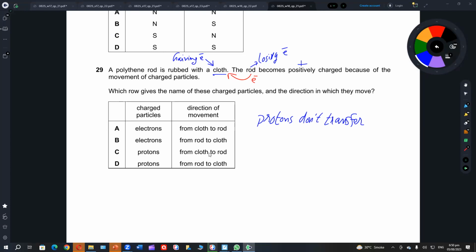Can you help me now? Find it quickly. C and D are not options, only A and B. Everything is rubbed with a floor. From floor to rod, A. But look at the diagram. I marked a red arrow for you. The rod is losing electrons. Look at the arrow. Electrons are going from the rod to the cloth. B. Yes.